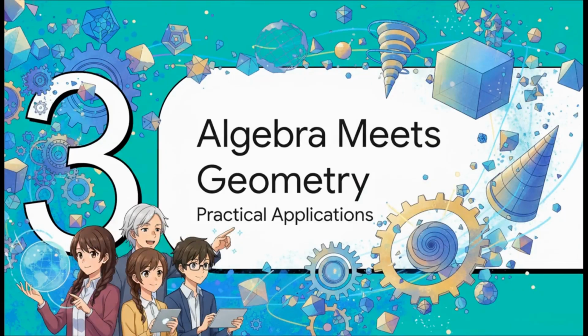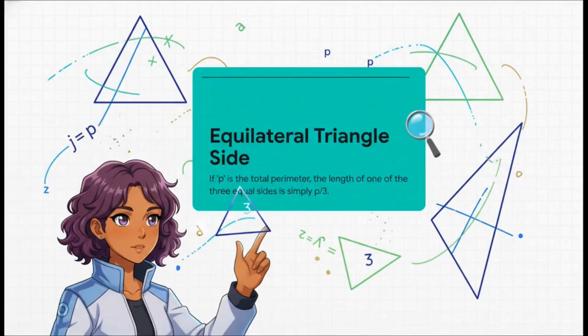Now, this whole code thing isn't just for number puzzles. This is the language we use to make sense of the world around us. It's behind everything from building bridges to writing computer programs. Think about something as simple as an equilateral triangle. You know, where all 3 sides are the same length. If we say the perimeter, the total distance around, is p, we can describe the length of just one side with a super simple formula, p divided by 3. It's elegant and it's efficient.